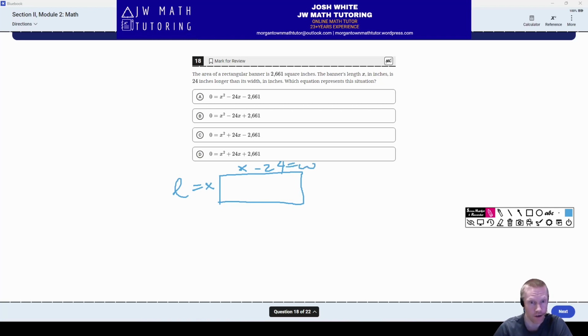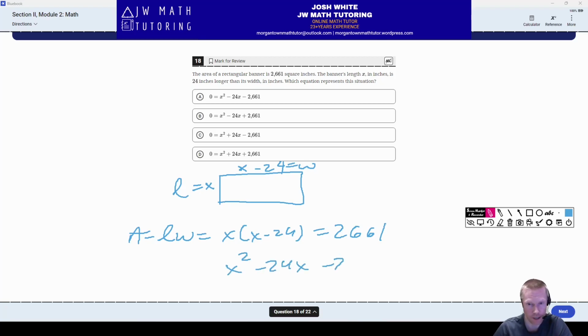So now the area of a rectangle is just length times width. So it's x times x minus 24, and we set it equal to 2661. So we get x squared minus 24x minus 2661 equals 0. Excuse me. And that should be answer choice A.